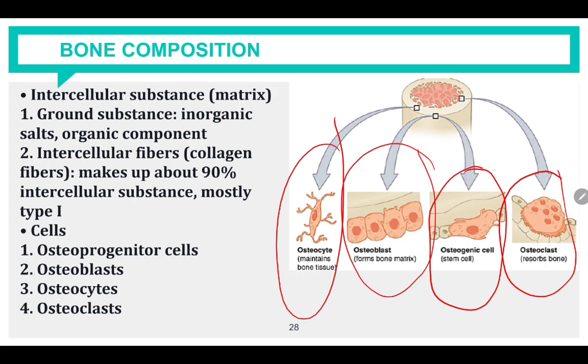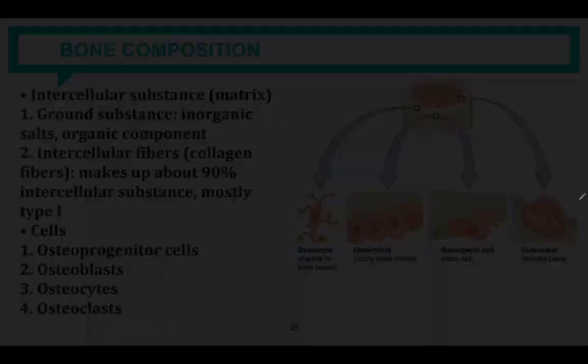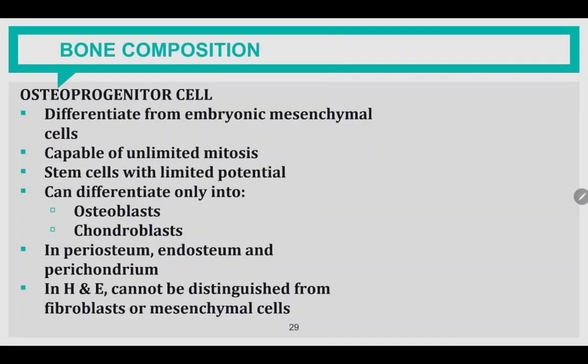Okay, so let's talk about the different cells first. The osteoprogenitor cell, the start of it all. It came from the embryonic mesenchymal cell. So please remember, it came from your embryonic mesenchymal cell. Majority, guys, ng ating mga tissues dito ay galing sa embryonic mesenchymal cell. It is capable of unlimited mitosis. Wow. Okay, it's because it's supposed to be that way.